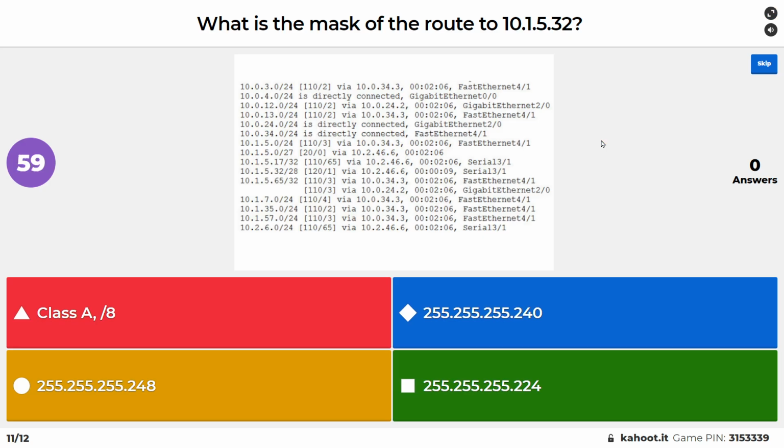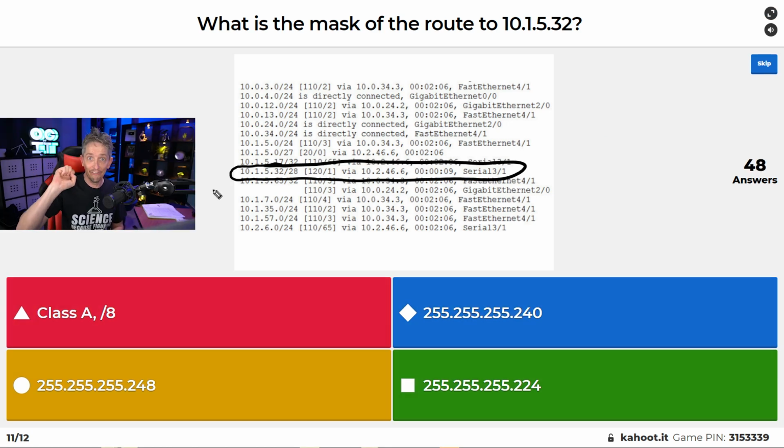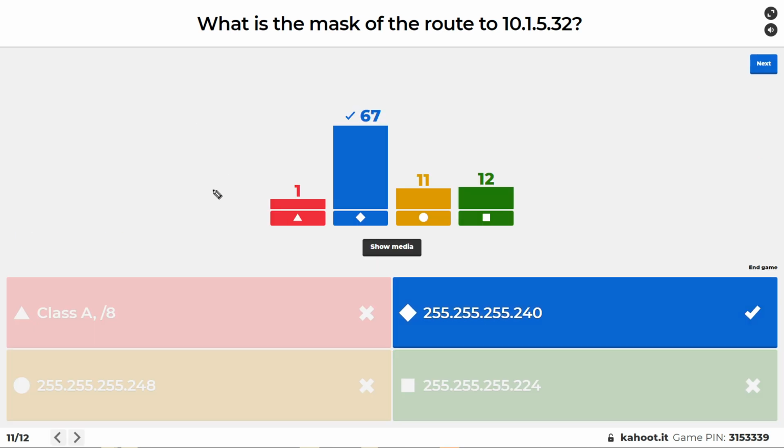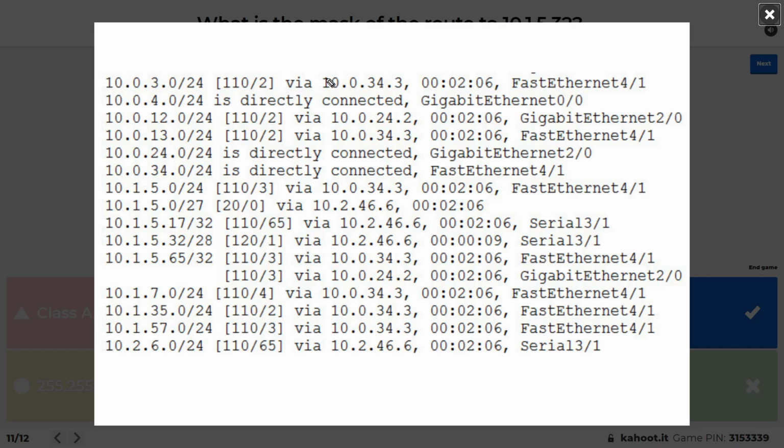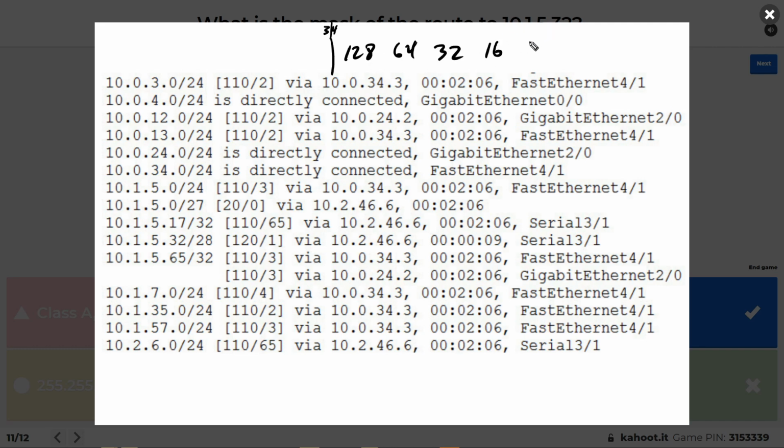Okay, what is the mask for the route to 10.1.5.32? All right, great job. 67 of you said 255.255.255.240, and that's because it had a /28 mask. If you want to do it in binary, either way, but this is the boundary between the third and fourth octet right here. So 128, 64, 32, 16, 8, 4, 2, 1. One of the benefits of writing this out is it gets your brain in that pattern of, okay, I got this.